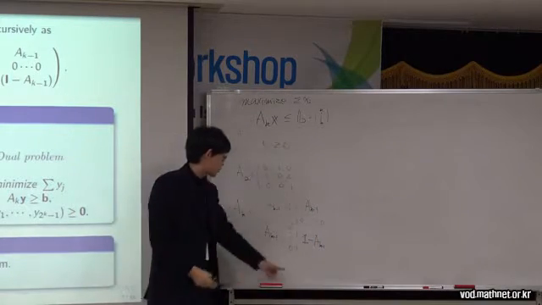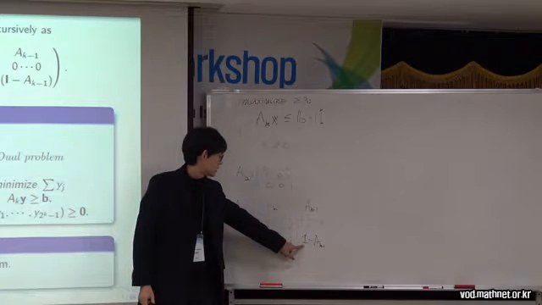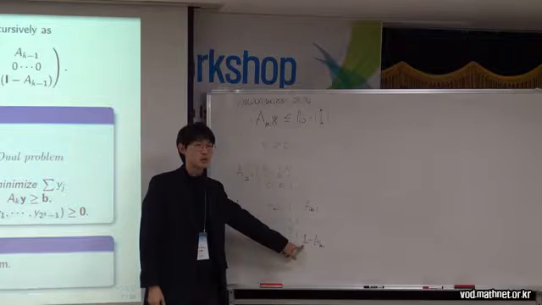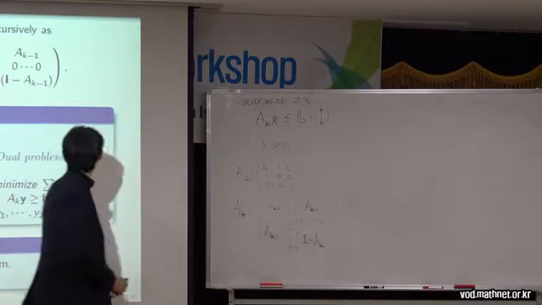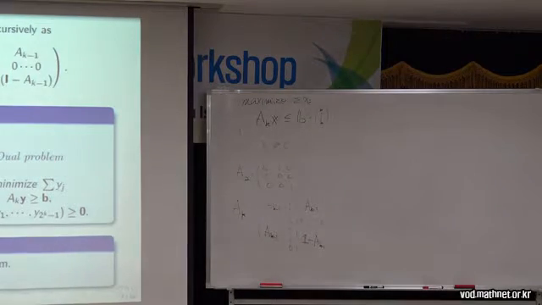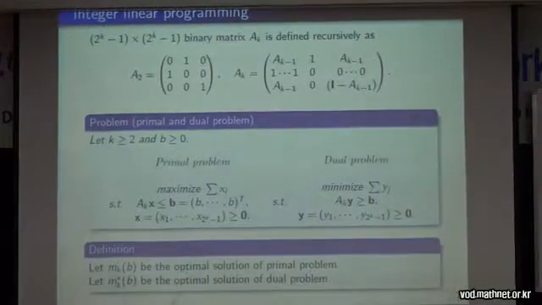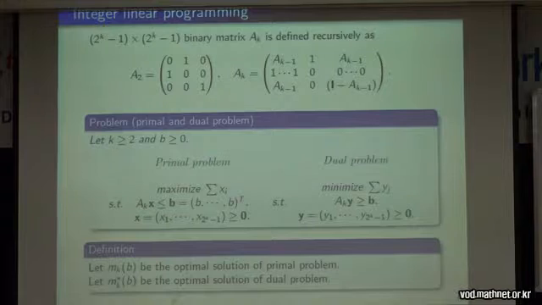And this one is the matrix for which every entry is equal to 1. And the optimal solution of this integer linear programming is the same as mk of b, as defined earlier.